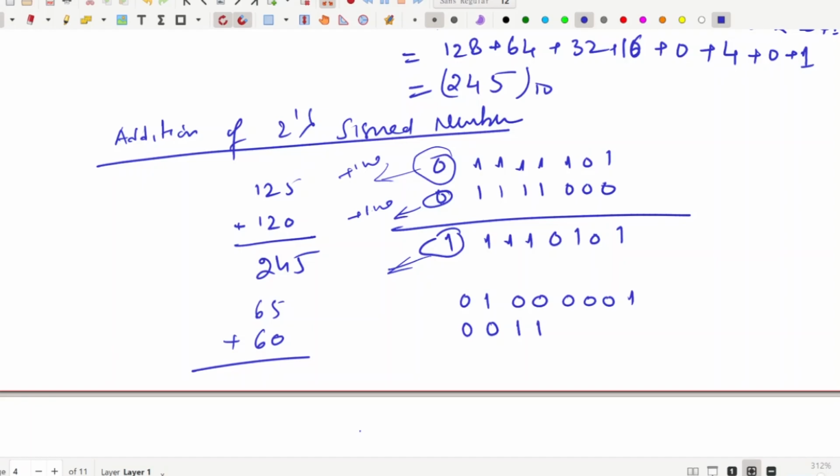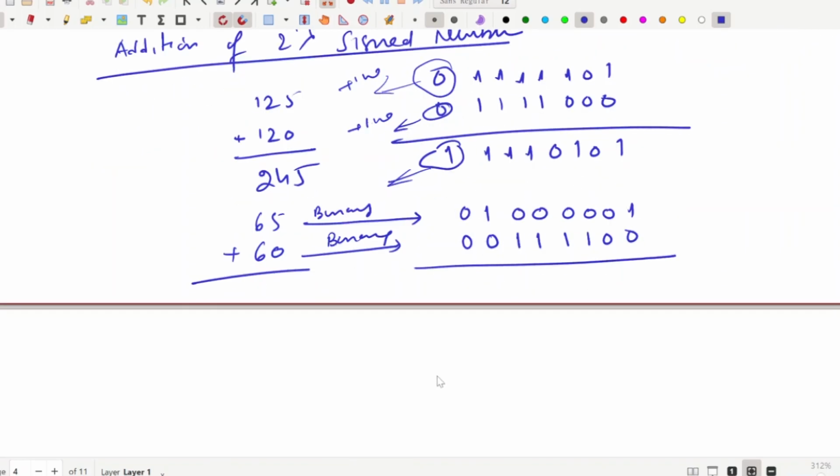This is the binary equivalent of 65, this is the binary equivalent of 60, and then we perform an addition operation that is known as binary addition. What will be the result? That is 1 0 1 1 1 1 0 1. Again here we see that there is no extra carry bit, but the result sign bit is the same as the previous two numbers' sign bits.